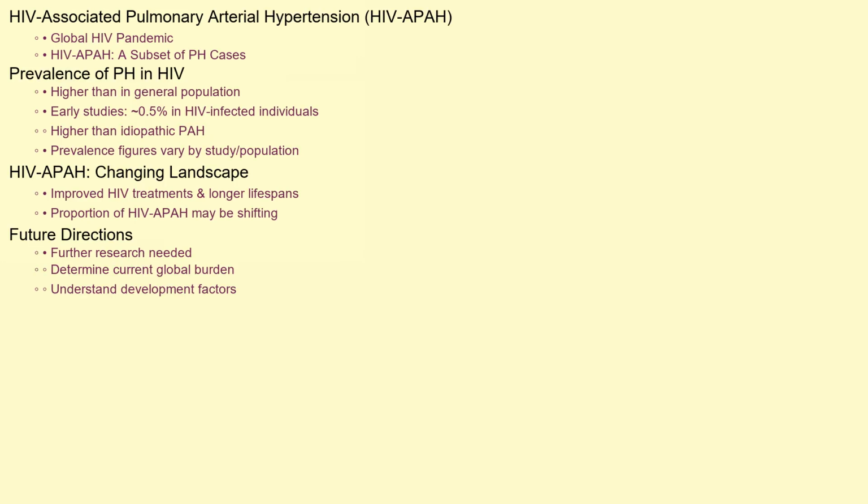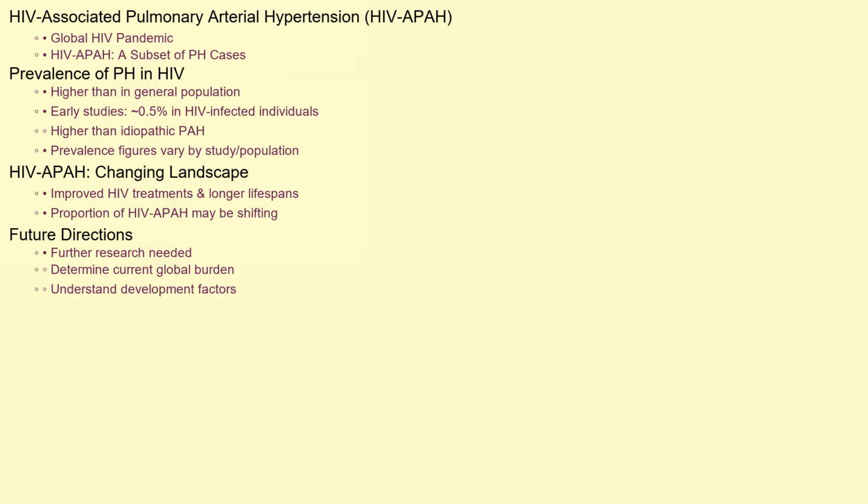While HIV infection itself is a global pandemic, HIV-PAH represents a smaller, but significant subset of pulmonary hypertension cases. The prevalence of pulmonary hypertension among individuals with HIV is estimated to be higher than in the general population, though precise figures vary depending on the study and population examined. Early studies suggested prevalence rates as high as 0.5% in HIV-infected individuals, far greater than the rate for idiopathic pulmonary arterial hypertension. With improved antiretroviral treatments and longer lifespans, we are starting to see the proportion shift slightly. Further research is necessary to accurately determine the current global burden of HIV-PAH and understand the factors that influence its development in different populations.